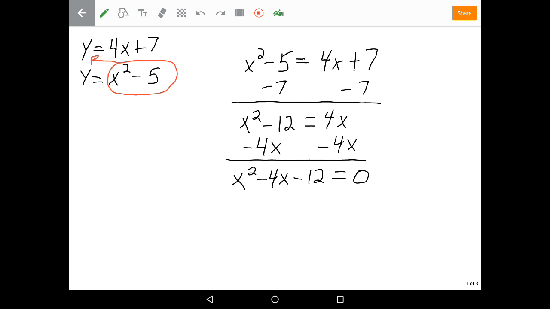So now I have two choices. I can solve this by factoring or the quadratic formula. And I'm going to use the quadratic formula. So I'm identifying my a, b, and c. So a equals 1, b equals negative 4, and c equals negative 12.